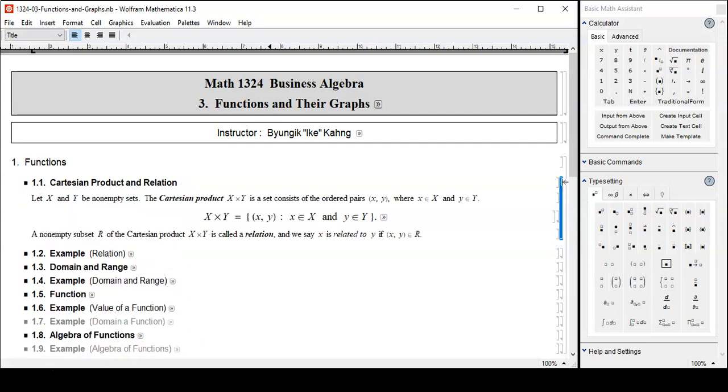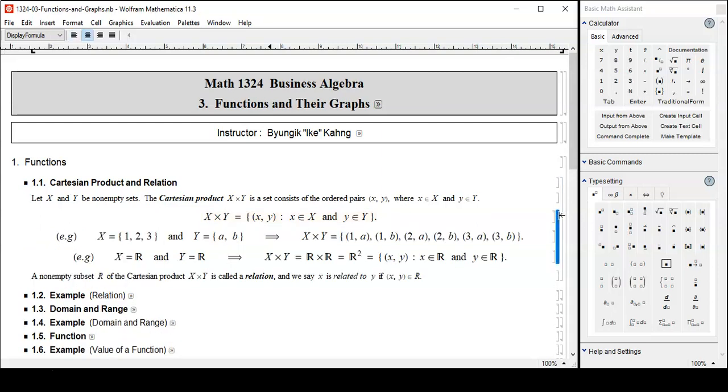First, Cartesian products. Let X and Y be non-empty sets. The Cartesian product X times Y is defined as the set of all possible ordered pairs (x, y), where small x and small y are members of capital X and capital Y.